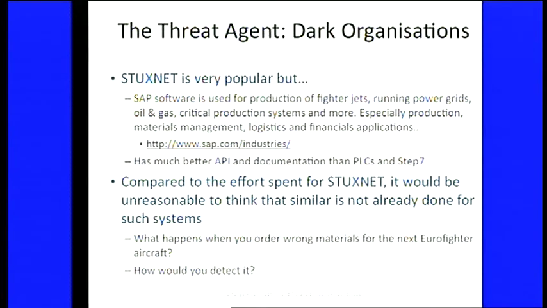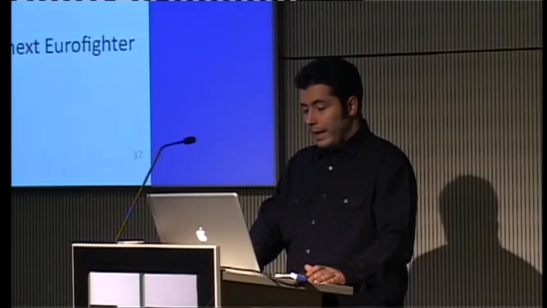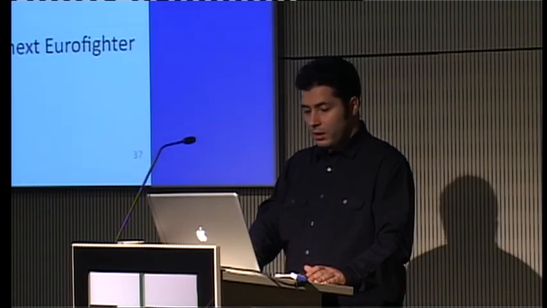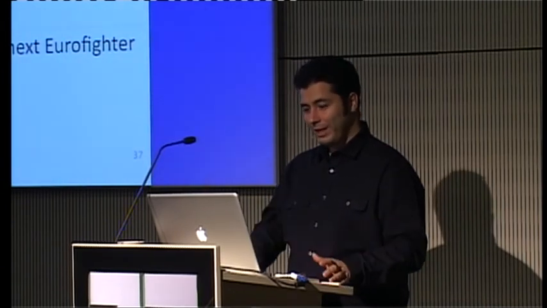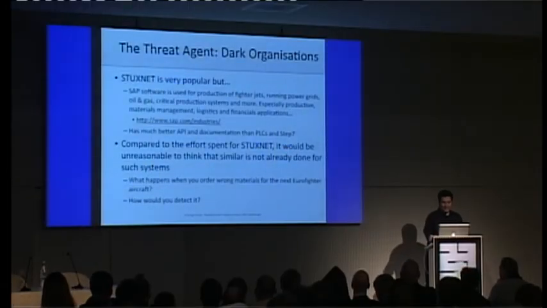Of course, everybody likes the concept of Stuxnet and nuclear reactors and all the sci-fi things. But SAP software is also used in the production of fighter jets, power grids, and critical production systems. And it has a 4GL, so it is much easier to code with. Unlike the FX talk about reversing Step 7, it is much, much easier to write. From my experience, it would be unreasonable to think that something similar to Stuxnet has not already been done for such systems. And imagine the next Eurofighter aircraft with the CCC logo on the wing. And the question is, how would you detect it?